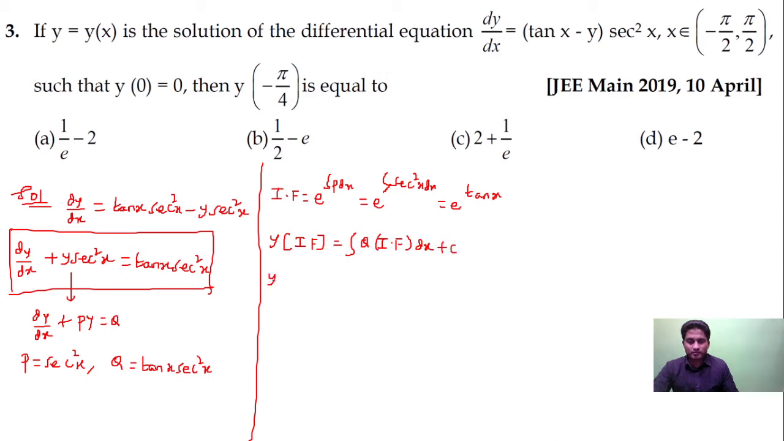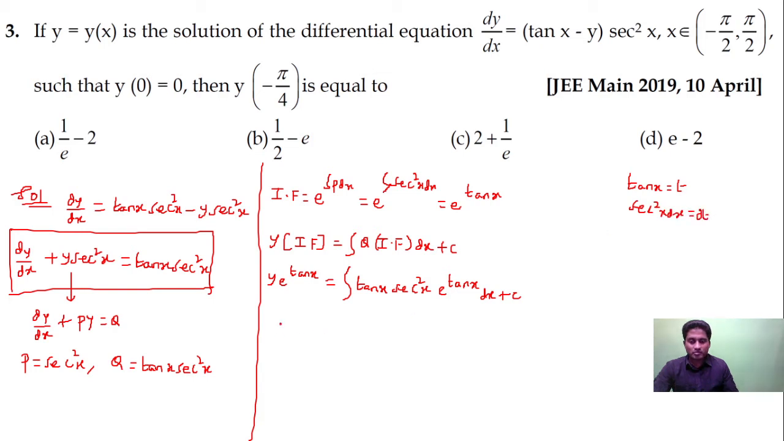So y into IF is equal to integral Q into IF. Q is equal to tan x into sec²x, and IF will be equal to e to the power of tan x, dx plus C. Now what I'll do is put tan x equal to t. Differentiation of tan x is sec²x dx equal to dt.